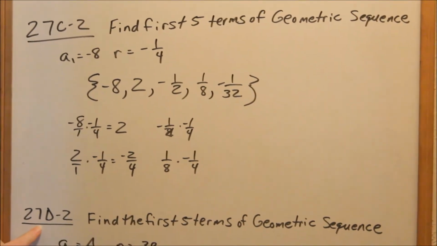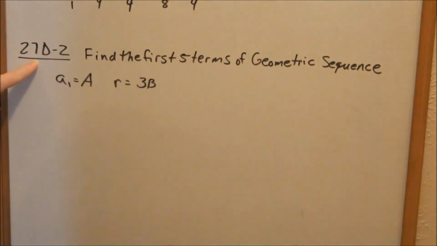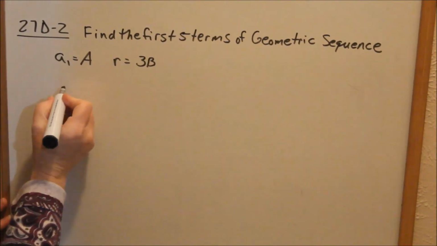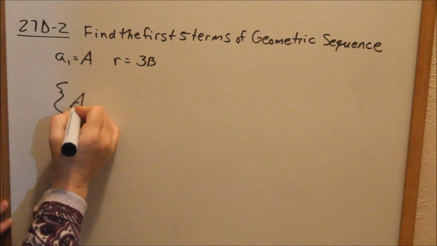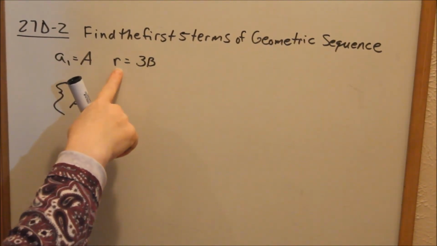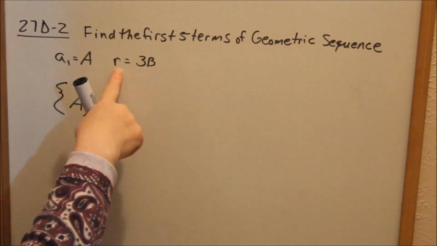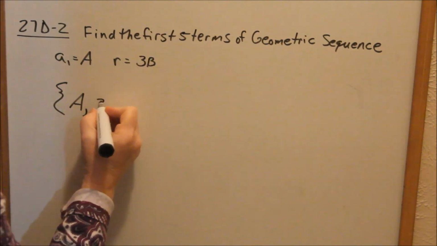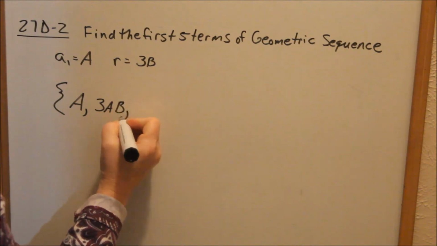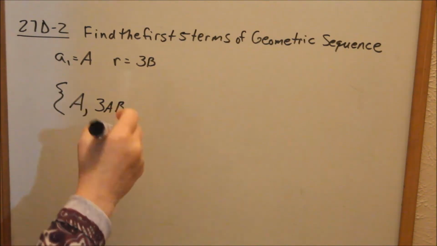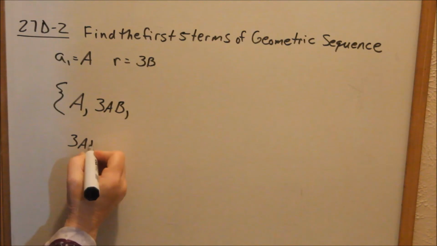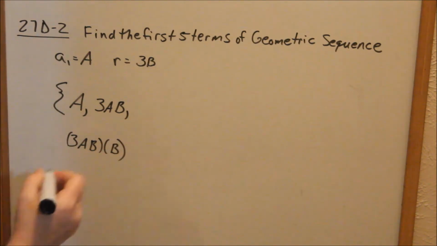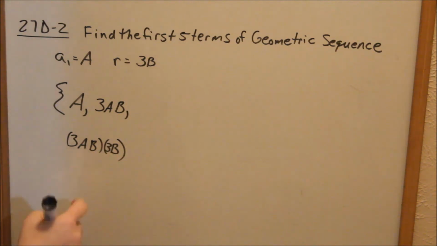Going down to 27D2. Finding the first 5 terms of your geometric sequence. My first term is, I'm starting with a, and then my common ratio is 3b. I'm multiplying by 3b every time. So 3b times a would be 3ab. Multiplying again. So I'll just write it out here, 3ab times b, 3b times 3b.